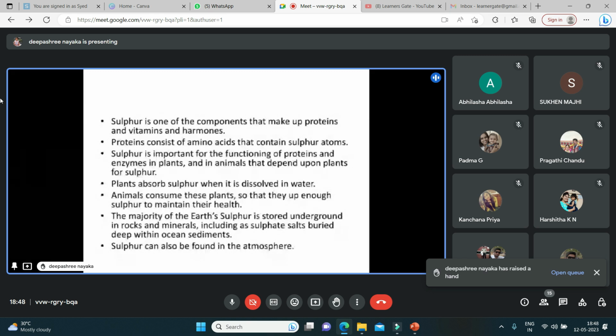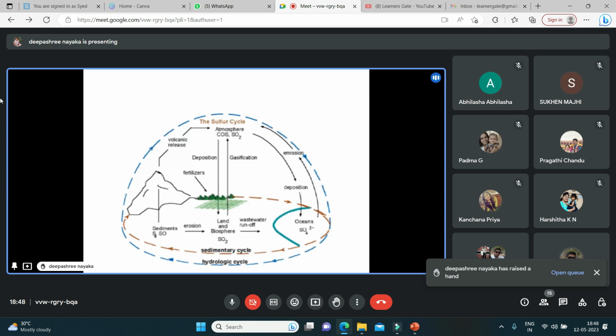The majority of the Earth's sulfur is stored underground in rocks and minerals, including as sulfate salts buried deep within ocean sediments. Sulfur can also be found in the atmosphere. This is the sulfur cycle.